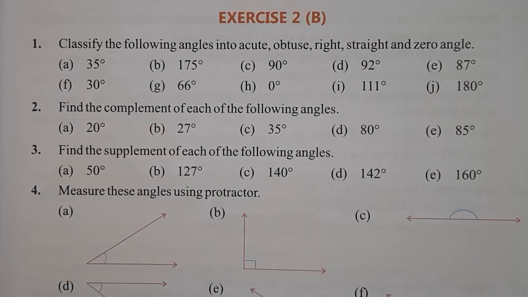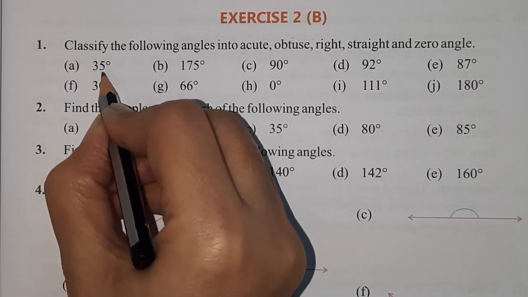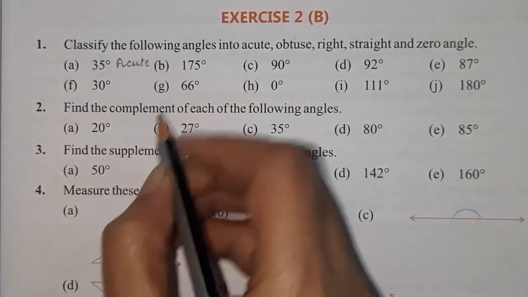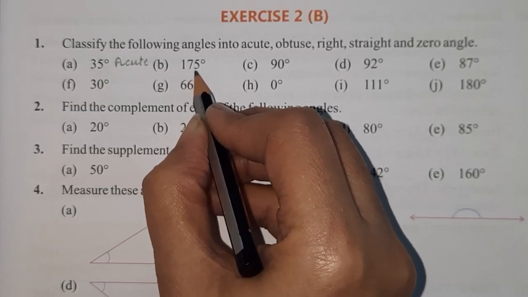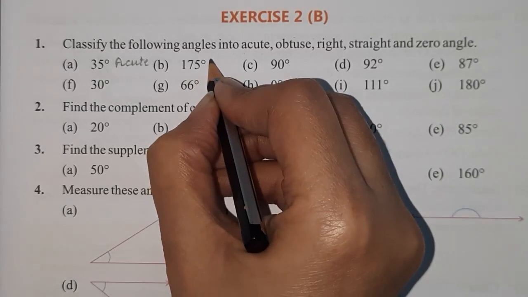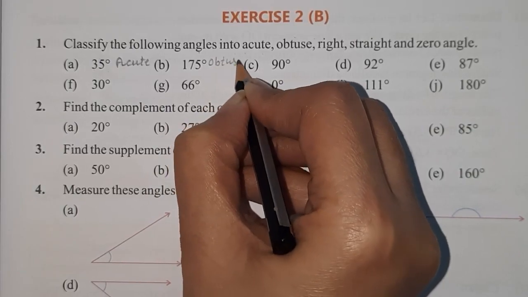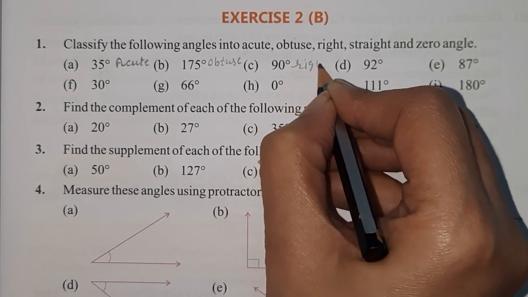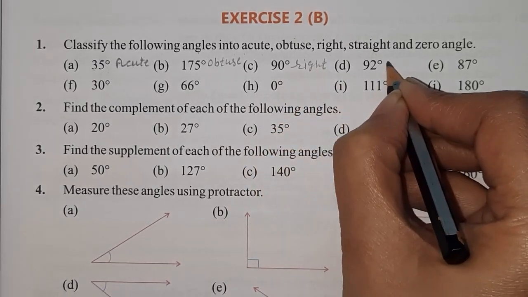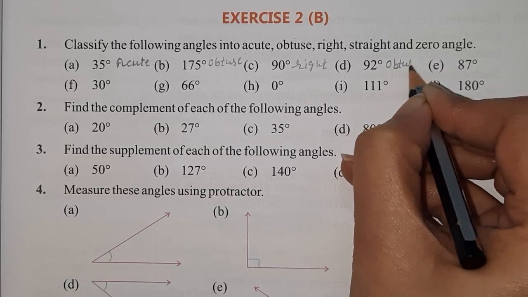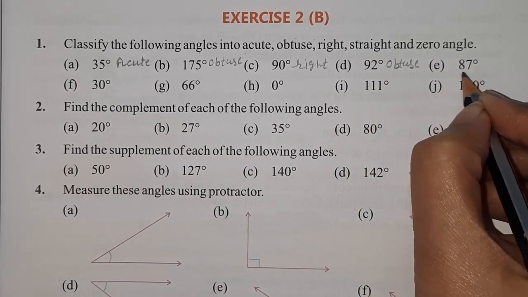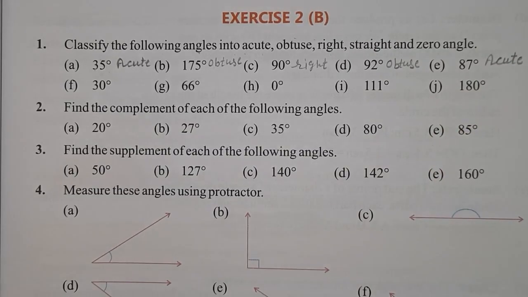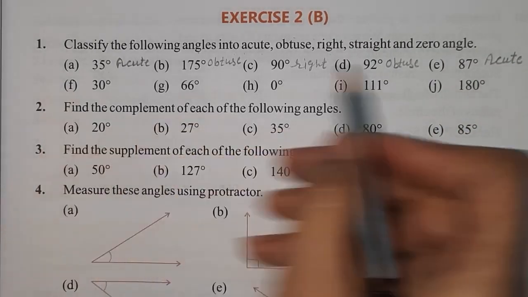Right. Now let's classify 35 degree. It is less than 90, so it is acute angle. 175 degree. It is more than 90, less than 180. Obtuse. 90 degree. Right angle. 92 degree. Obtuse angle. 87 degree. It is less than 90, so it is acute. Got it? You have done A to E parts.